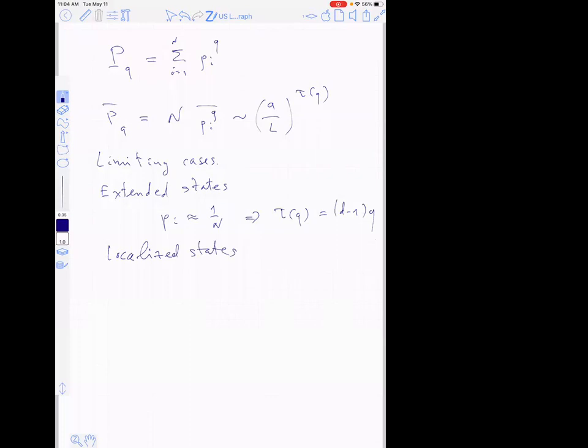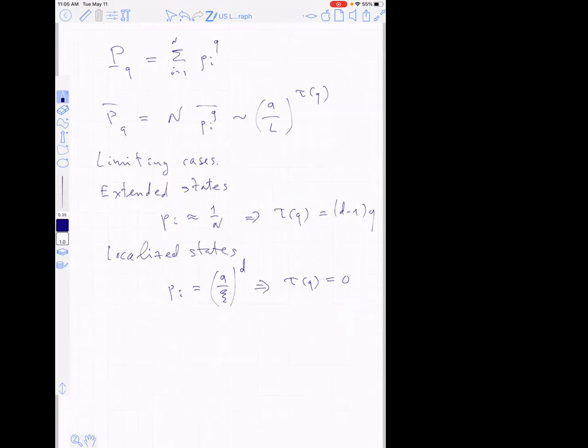In a localized state, on the other hand, what happens is that all the P_i's are non-zero only within the localized volume. So P_i will be equal to (a over ξ)^d, with ξ the localization length. If you use this, you will see that there's no system size. For me, the system size is the scaling variable, but in the localized states the system size does not appear. And so this is usually stated as the spectrum being 0. Okay, tau q is called the multifractal spectrum.